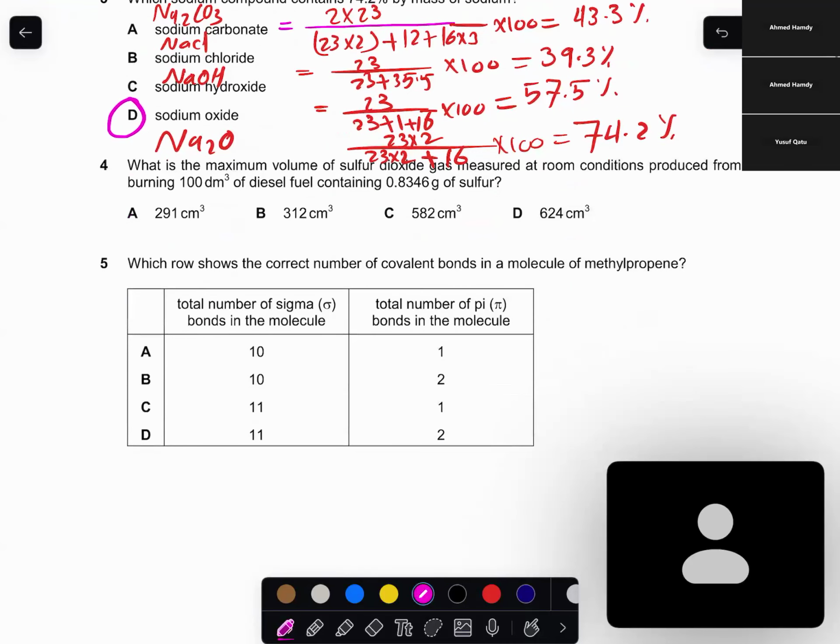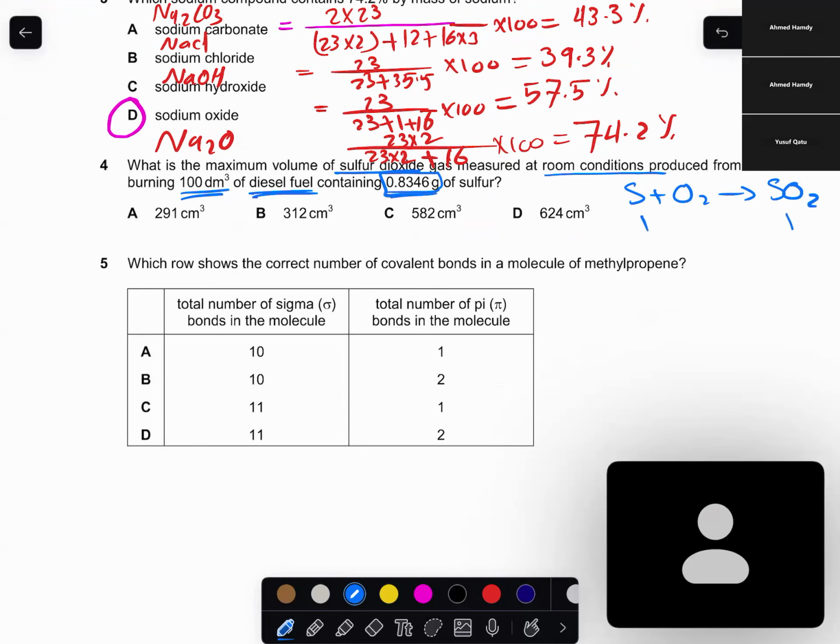Right. Here, what is the maximum volume of sulfur dioxide gas made at room conditions produced when burning 100 decimeter cube of diesel fuel containing this amount of sulfur? Right. When we burn sulfur plus oxygen, it produces sulfur dioxide. Okay? So the number of moles between sulfur to sulfur dioxide is 1 to 1.